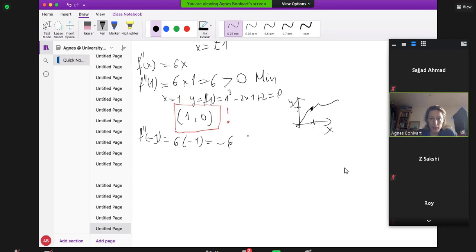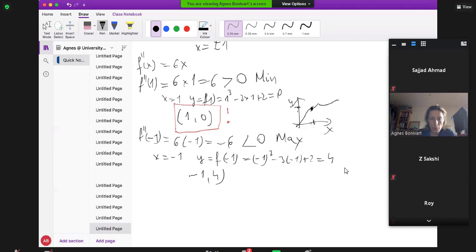What is interesting is that it is negative, less than 0. Yes, the function has a maximum. Again, we know that x equals minus 1. We need the y coordinate, which is f of minus 1. That is minus 1 cubed minus 3 times minus 1 plus 2, which is 4. So the point is given as minus 1, 4.